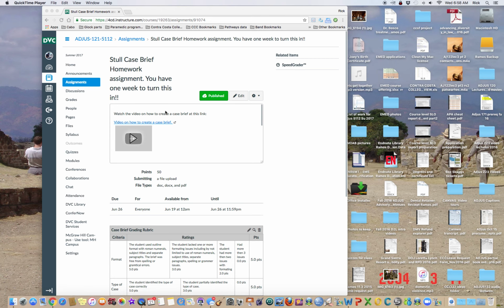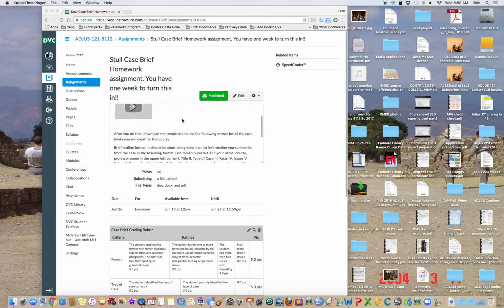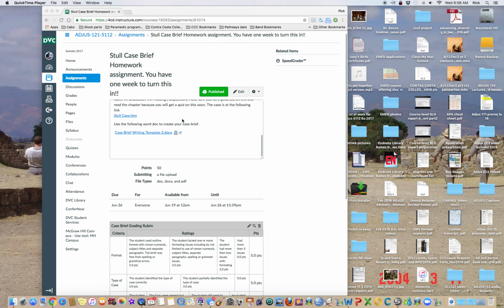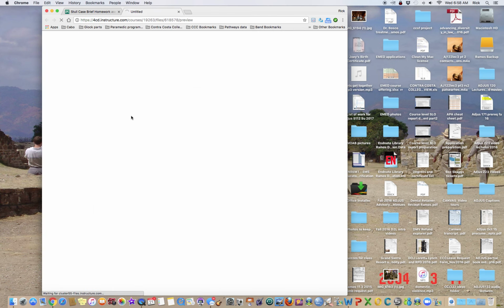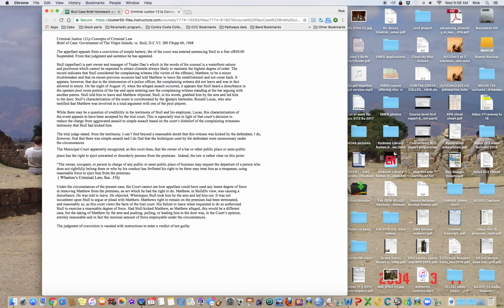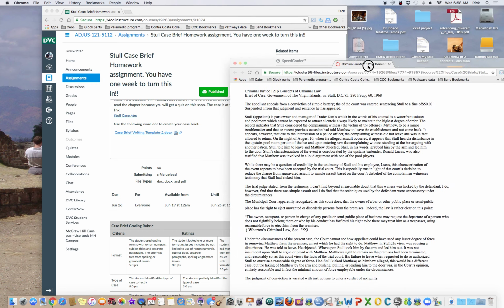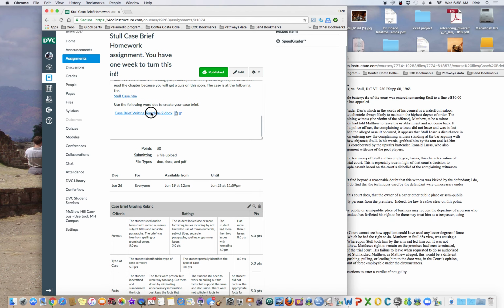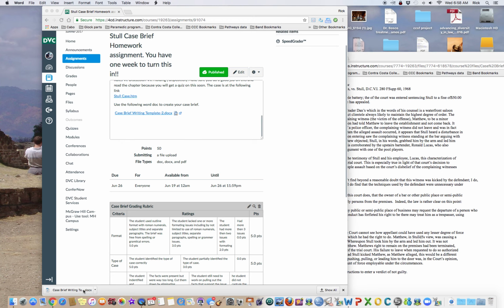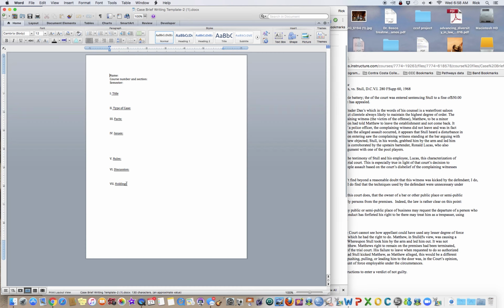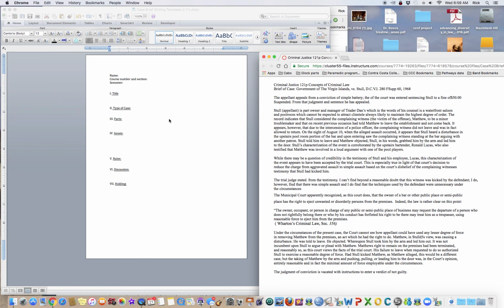The first thing you need to do is get into your assignments area and get to the Stull case. There's some information there for you. First thing we need to do is download Stull. We're going to be looking at this particular piece. We'll pull it over here and then look at our case brief template, which is a Word doc. I'm going to open that up, and that gives us a breakdown.